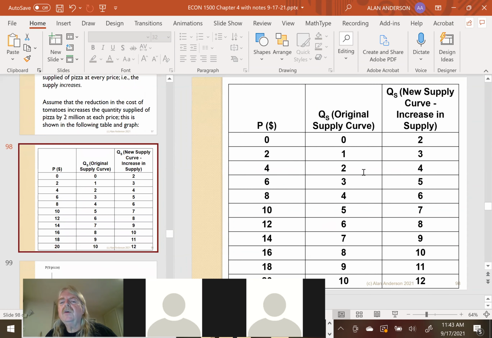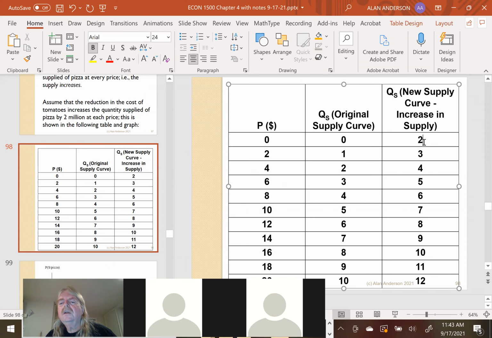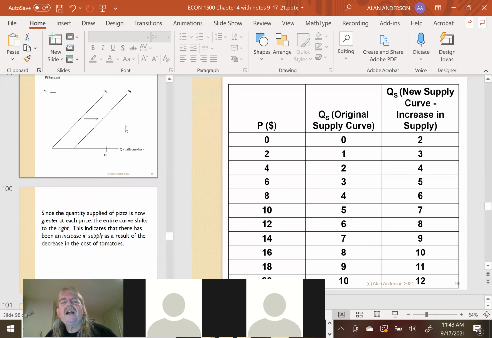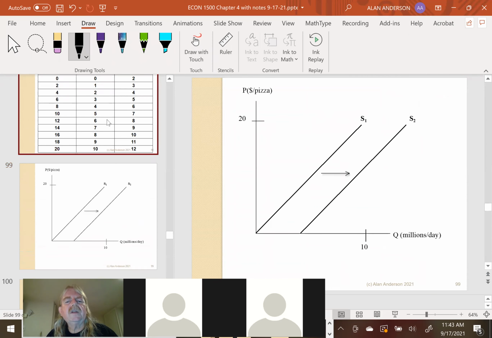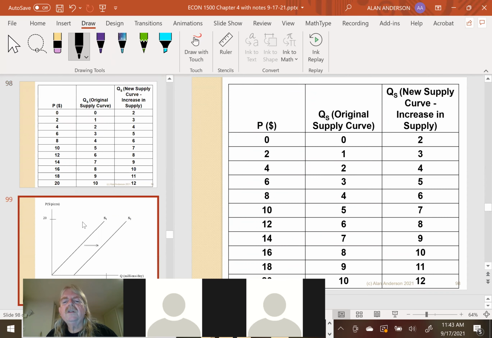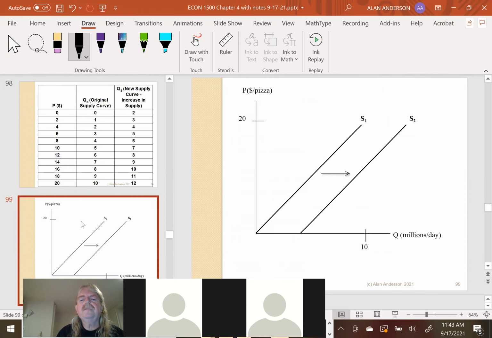So we'll come back here and we'll show you the original supply curve and the new one. You notice the new one, at each case, I've added 2 million pizzas to the original supply curve. And so the entire curve has to shift to the right by 2 million. So for example, previously at a price of 10, we were willing to make 5 million pizzas.